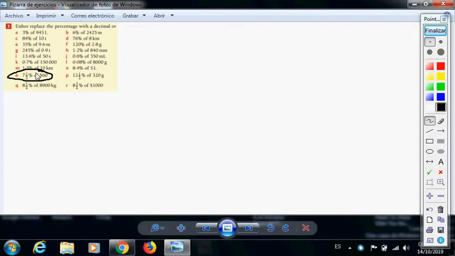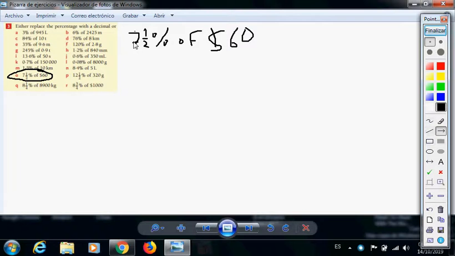This one here, 7.5% of $60. So I'm going to write it here, 7.5% of $60. How much is that going to be? Let's find out. First of all, we have to transform this mixed number into a decimal number. So I'm going to do it right here.